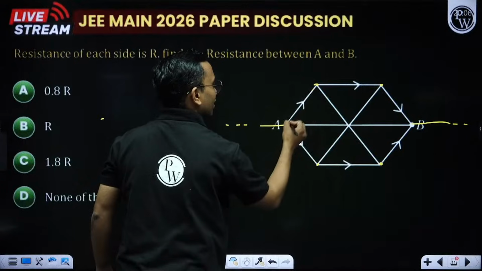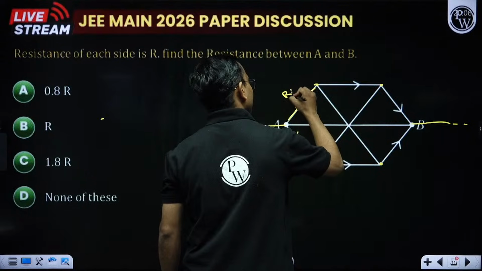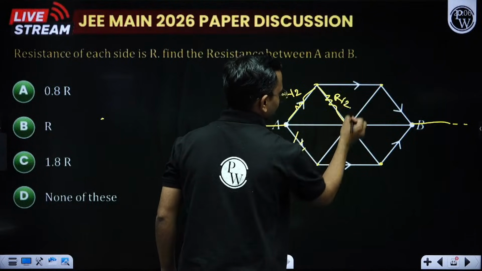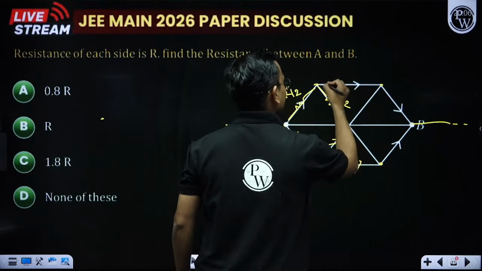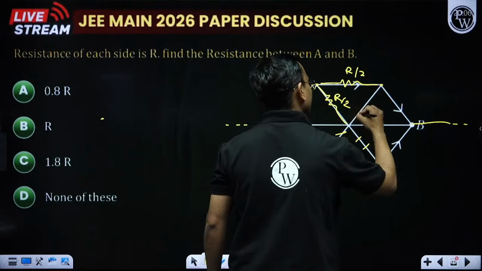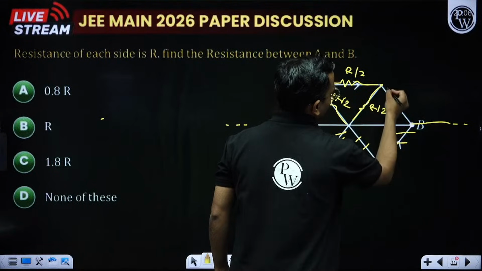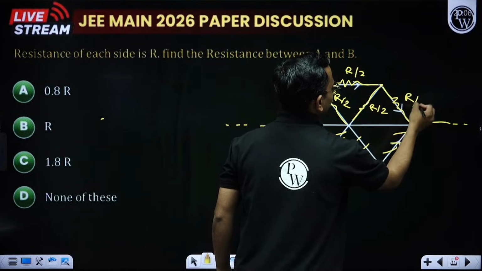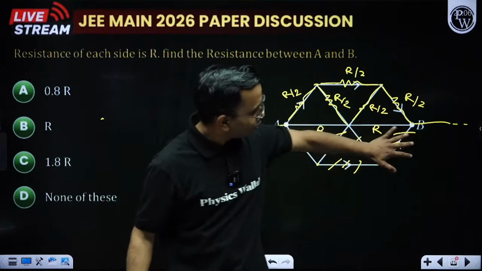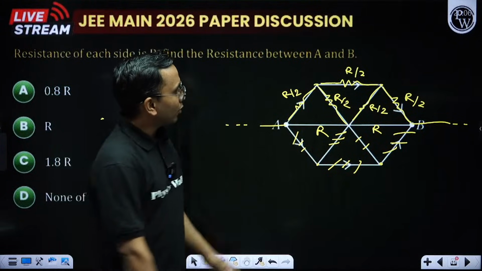This R and this R will come in parallel. Okay, so here my R by 2 will come. This also will become R by 2. Here also it will become R by 2 because R parallel with R is R by 2. Here also it will become R by 2. Here also it will become R by 2. This will remain R, this will remain R. Okay, now this part, below part is gone.